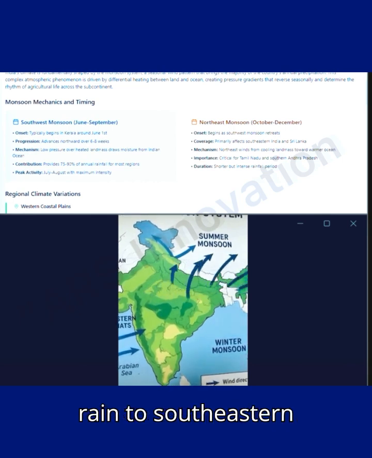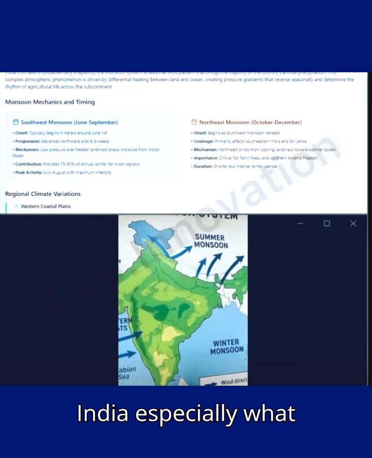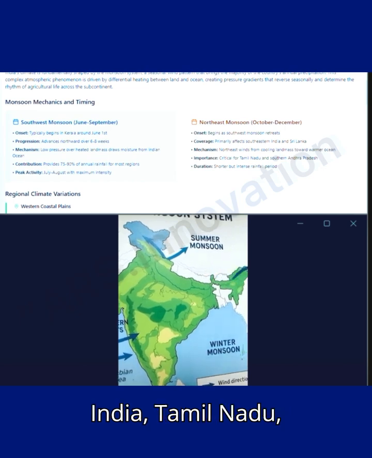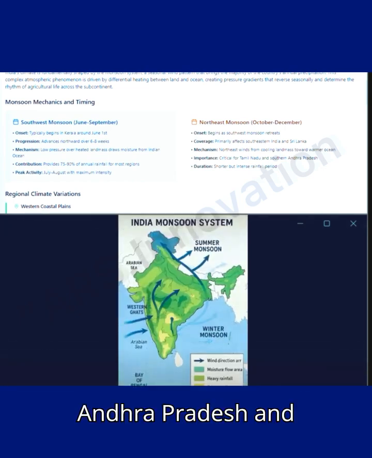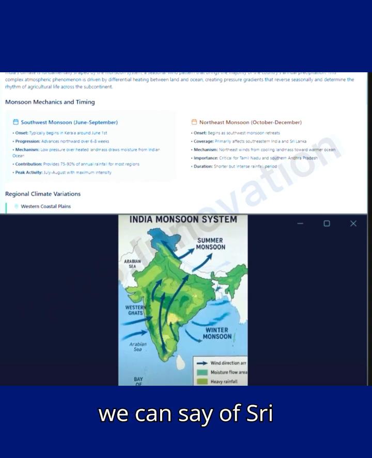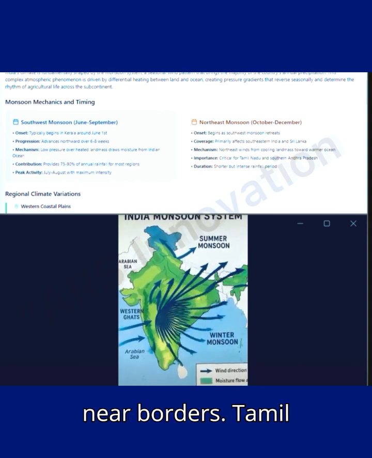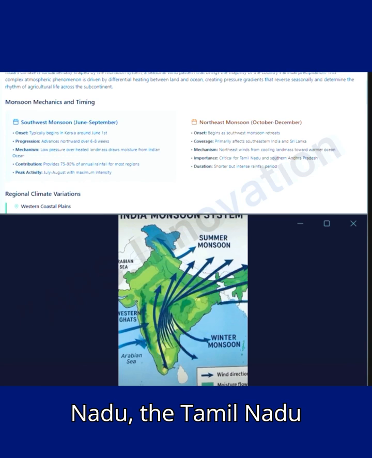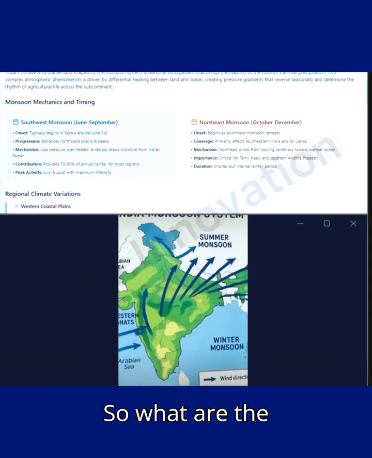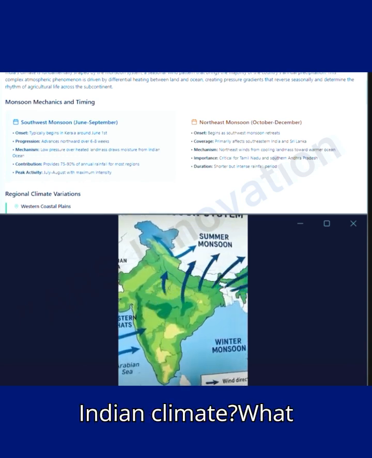However, when they cross the Bay of Bengal, they pick up moisture and bring rain to southeastern India, Tamil Nadu and Andhra Pradesh, and also to another country, Sri Lanka. Sri Lanka is near the borders of Tamil Nadu. Tamil Nadu is in India; Sri Lanka is another country.